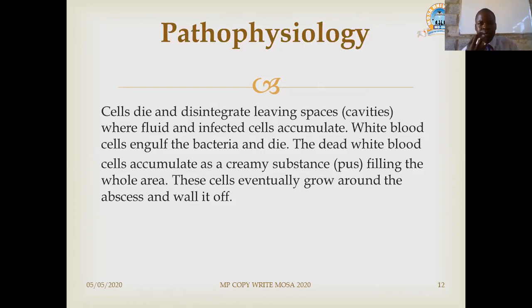So just like I've said, cells die in the liver. When the cells die in the liver, they leave a space. In that space, the fluids and infected cells will come and accumulate. Then the white blood cells will come and engulf them, and they'll be killed. When they've been killed, they remain in the same cavity, which with time forms a cream substance, which we describe as pus.